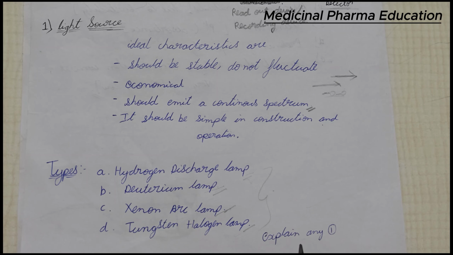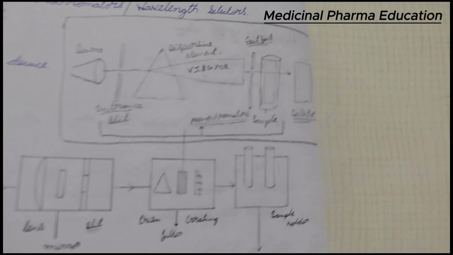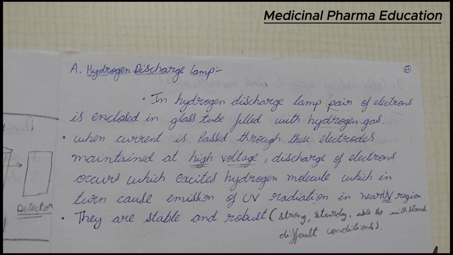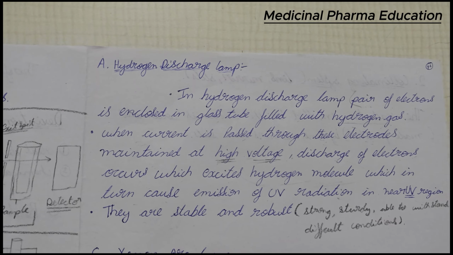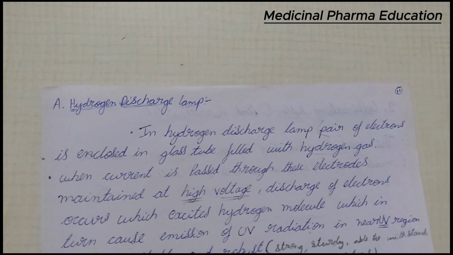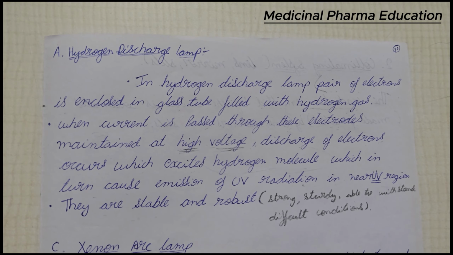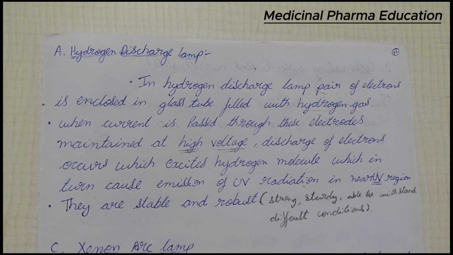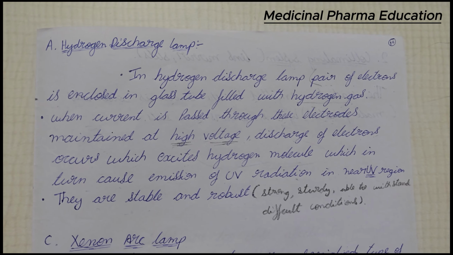My suggestion is that you read all these four, because in IR we use a tungsten lamp. In every other instrument we use one or the other type of source. So I recommend you to study all these four types. Then we'll go one by one. I'll explain all four types. These are very simple, and it does not take much time. I'll explain all four, but in exam you can write only any one. They will not ask for any particular one. You can list out the types and write any one.